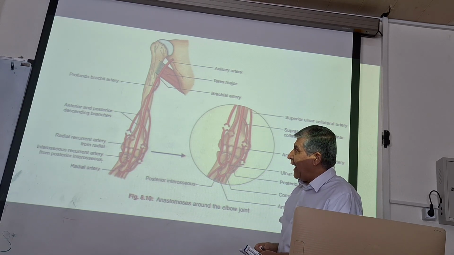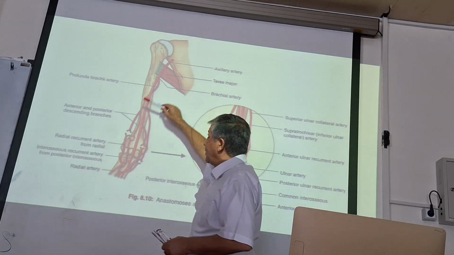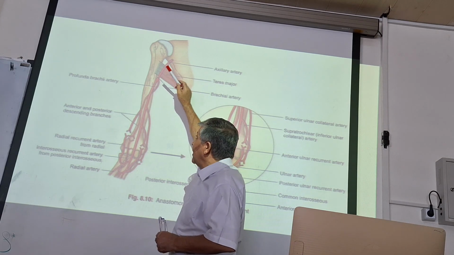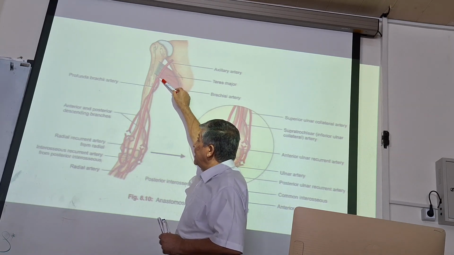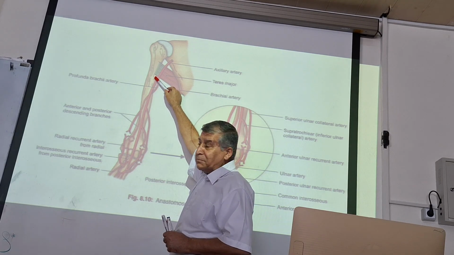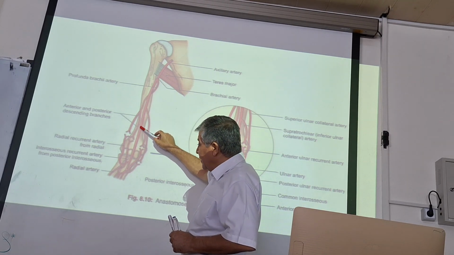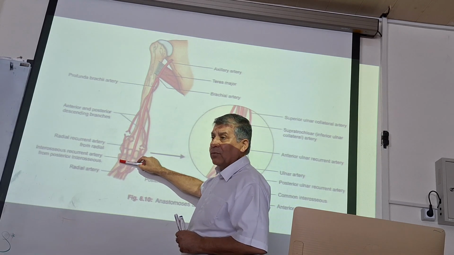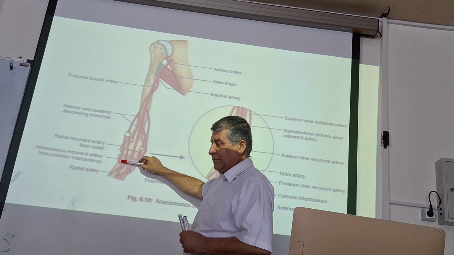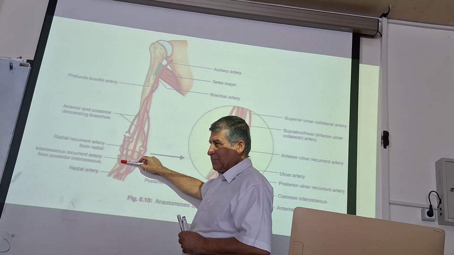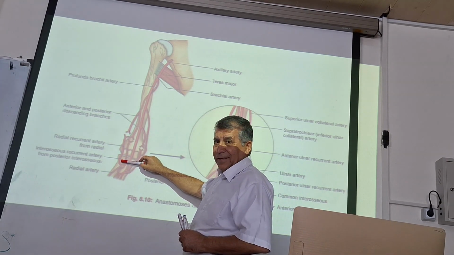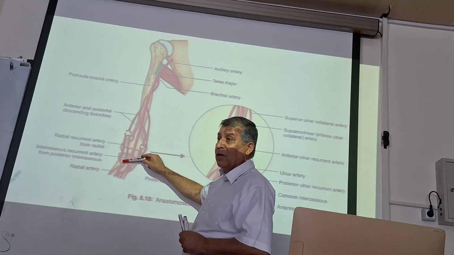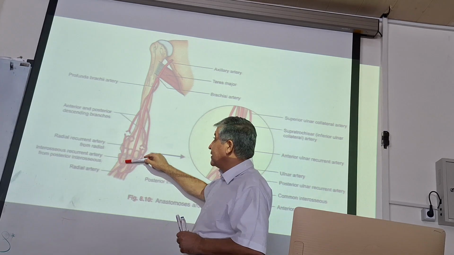The artery of the anterior compartment is the brachial artery. It is the continuation of the axillary artery, beginning at the lower border of the teres major, and it divides into radial and ulnar arteries at the level of the neck of the radius.